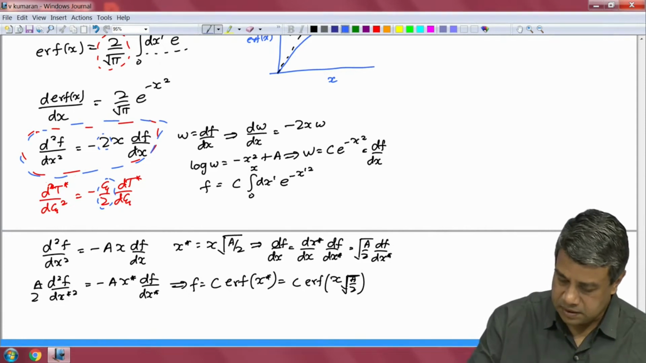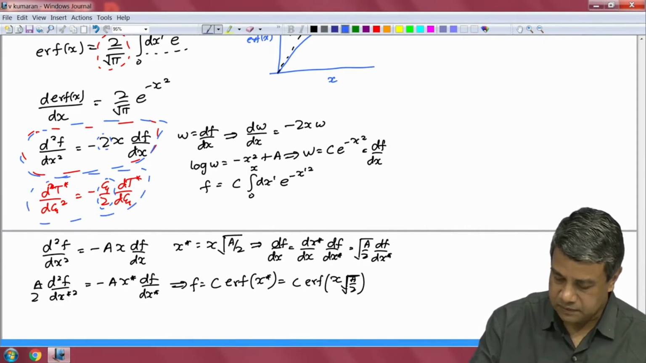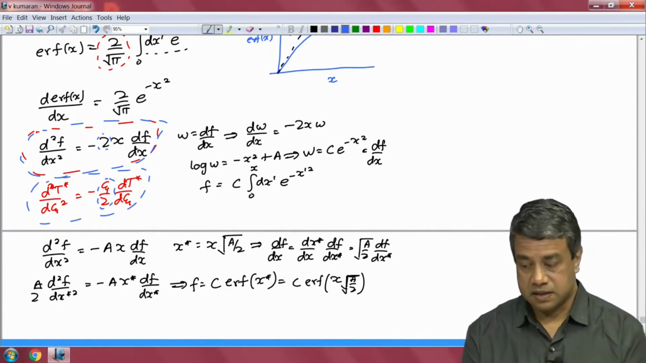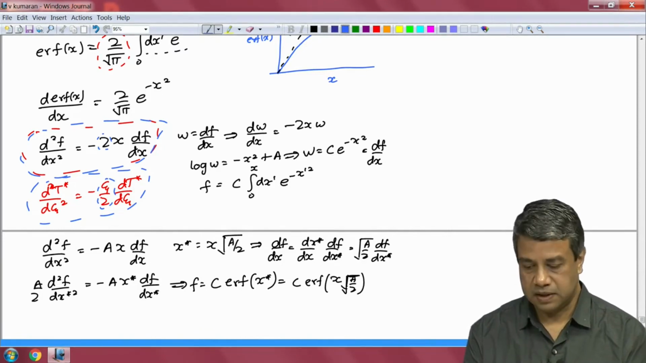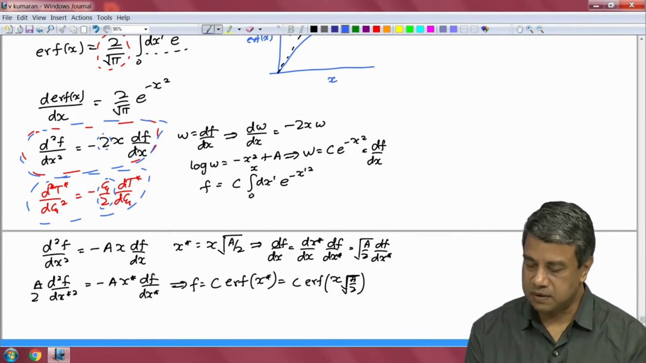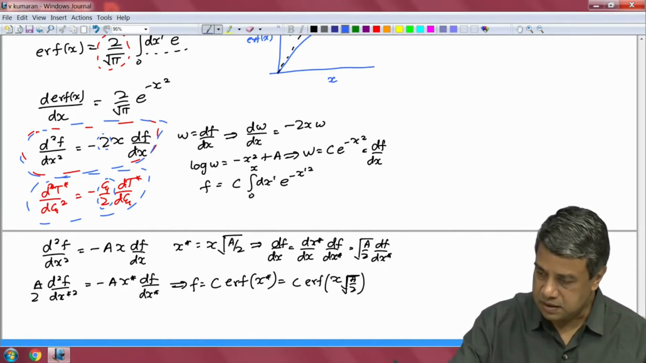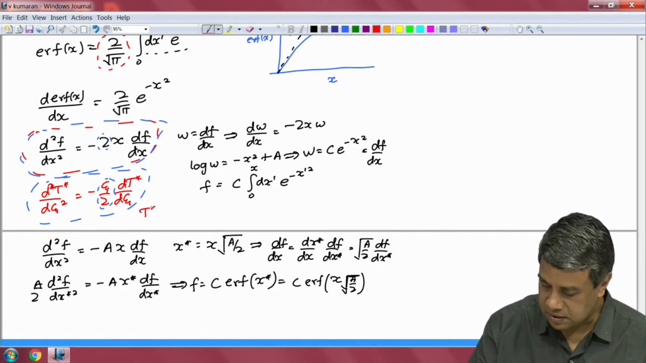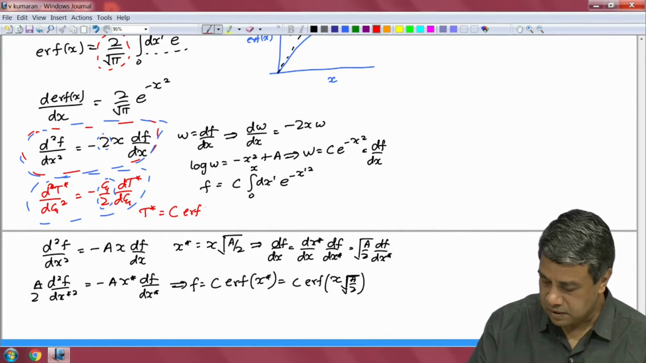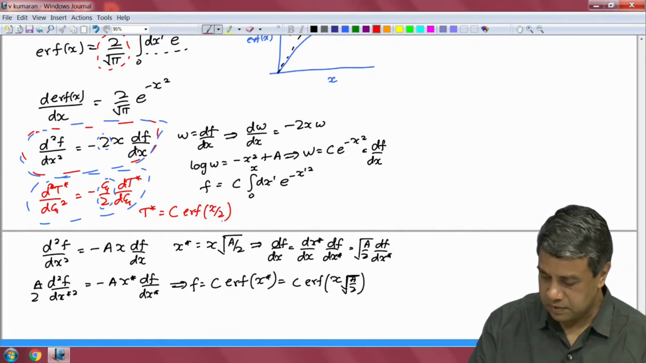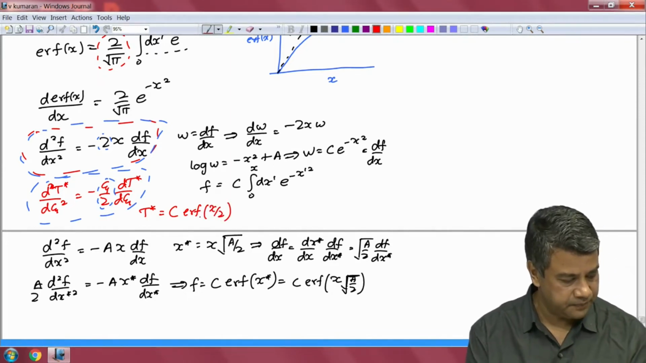In this equation, the equation that we were solving for, a is equal to a half. Therefore, square root of a by 2 is going to be equal to 1 by 2. And that is the reason that we had got the solution t star is equal to some constant times error function of x by 2. So, that is the simple transformation.